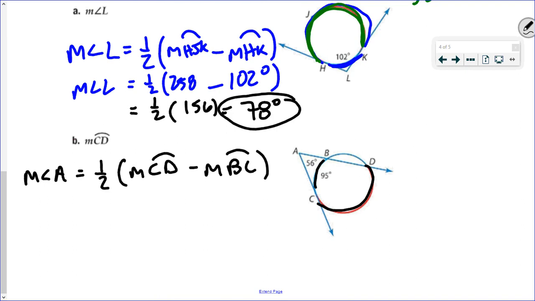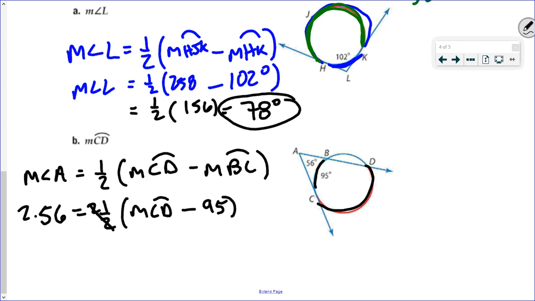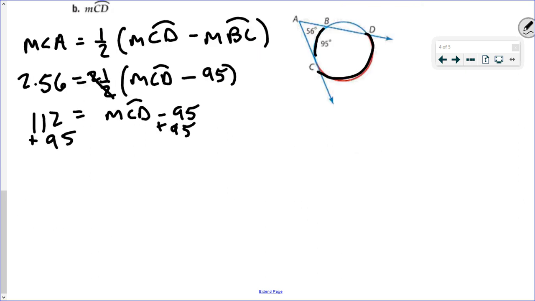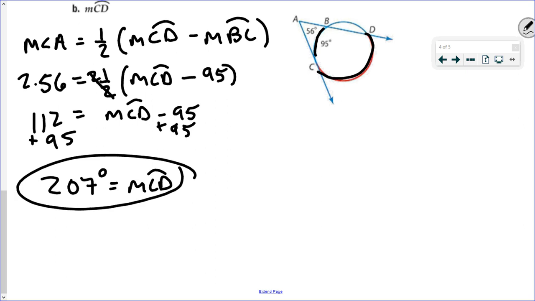And so plug in what we know. Angle A, of course, 56 equals 1/2 arc CD, that's what we're looking for, minus BC, which is 95. So again, solve this equation. Get rid of the 1/2, multiply by 2. 2 times 56, 112 equals arc CD minus 95, so we'll want to add 95 to both sides here, and we get that 112 plus 95, 207, is equal to arc CD, which is what we were looking for. So we've solved that problem.